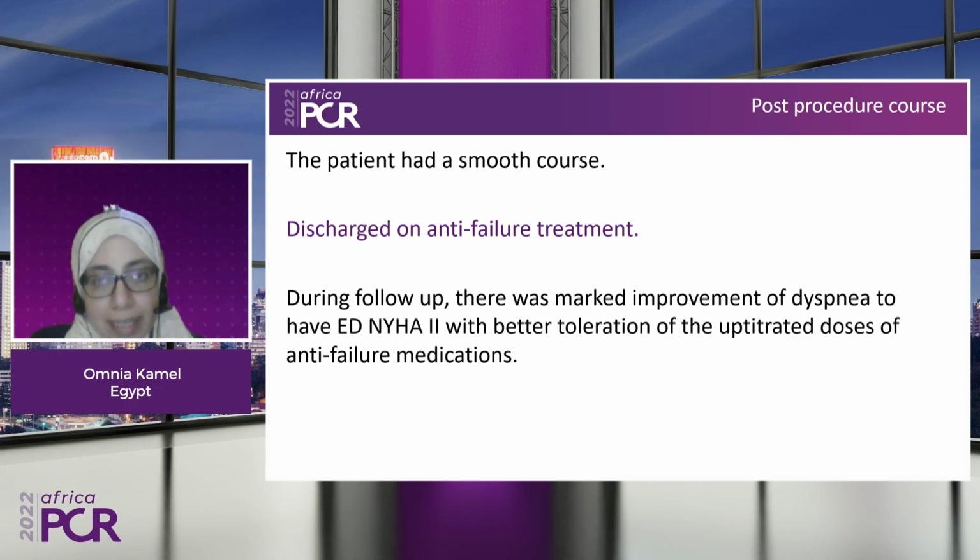Now he has exertional dyspnea class 2, on medical treatment, and he could tolerate the up-titration of the anti-failure treatment. So we are now on Entresto 50 milligram twice daily, carvedilol 12.5 milligram twice daily, besides furosemide and spironolactone and the remaining anti-failure treatment. The patient had no improvement in the ejection fraction, but he had improvement in the functional capacity. So now during the follow-up, he is significantly better than his previous condition.